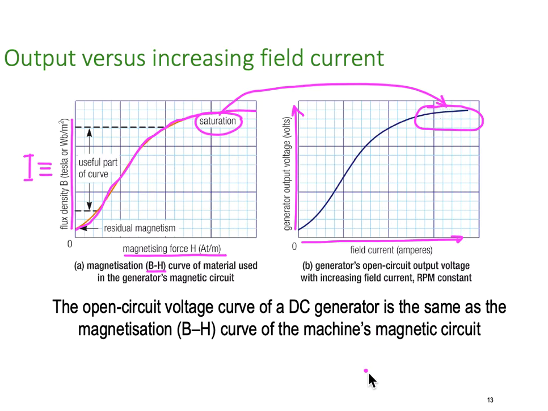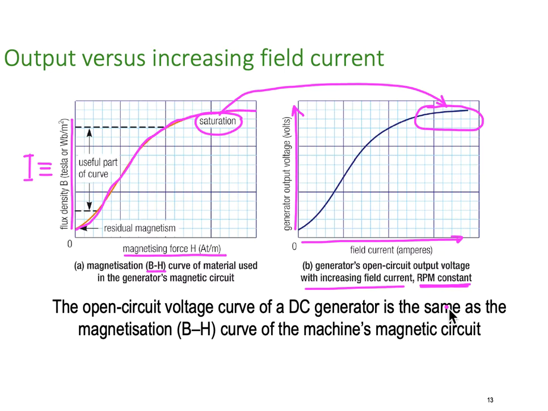You can't get the voltage any higher because you can't get the field current to do any more work, because you simply run out of iron. So this is the generator's open circuit voltage with increasing field current, but the RPM kept constant. Okay, we've kept the constant RPM.